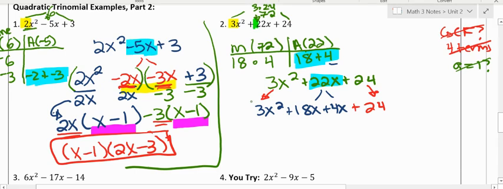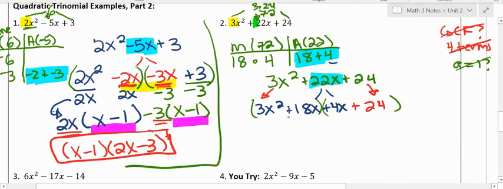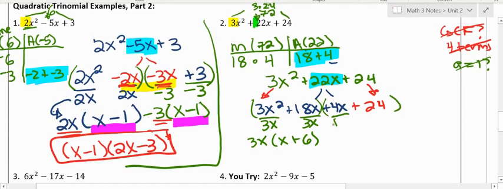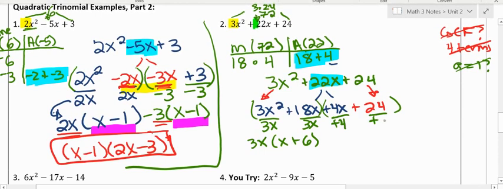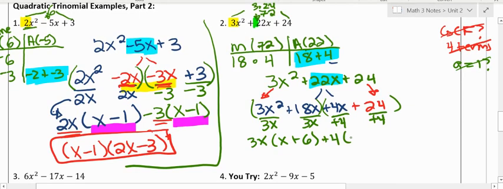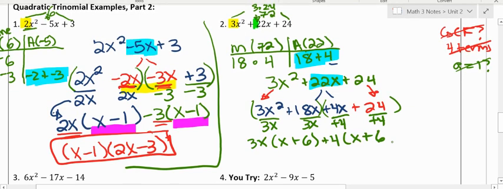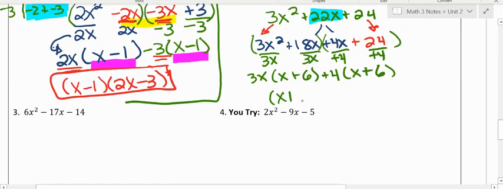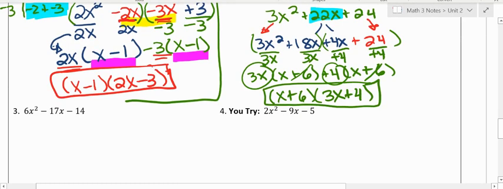We're then going to group like we did before. The first pair, I'm going to pull out a 3x, and I get x plus 6. My second pair, I'm going to pull out a positive 4, and I get x plus 6. I'm doing it correctly because I can see my parentheses match. So x plus 6 is my first factor, and then 3x plus 4 is my second. And you could have it the other way around too, because multiplication is commutative.